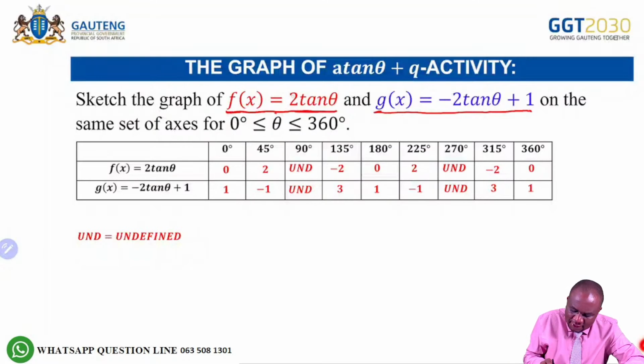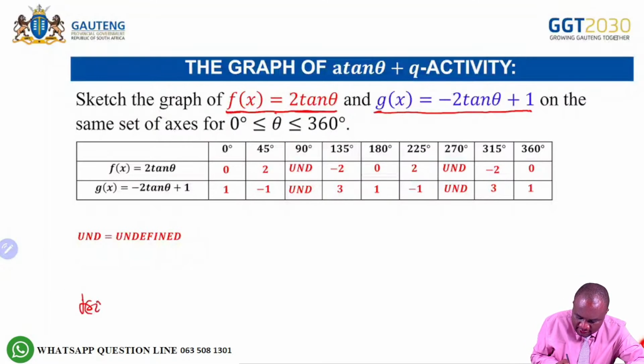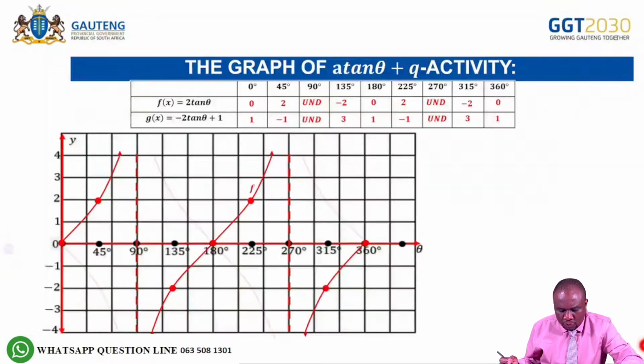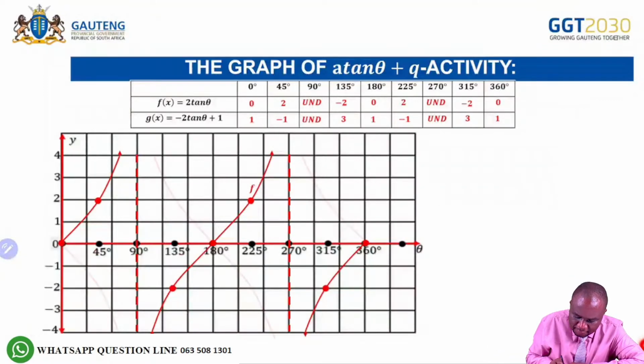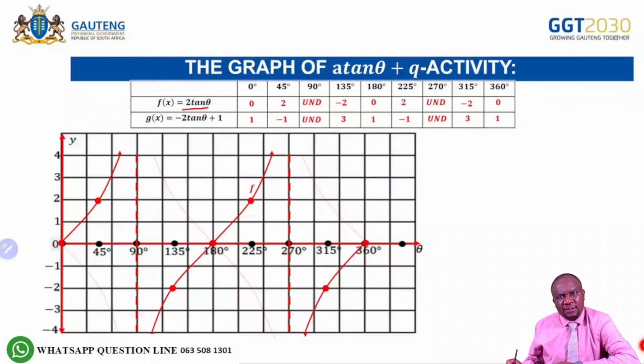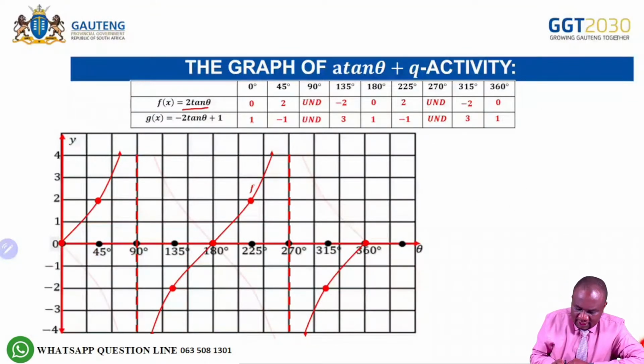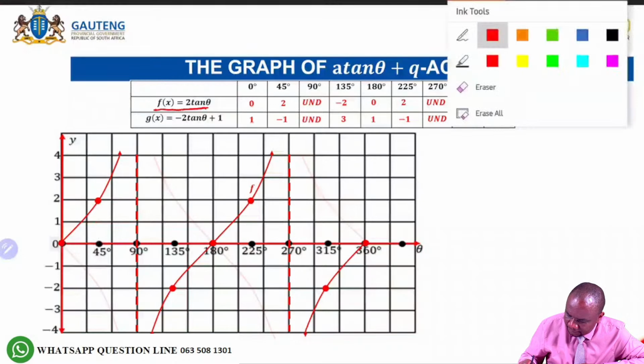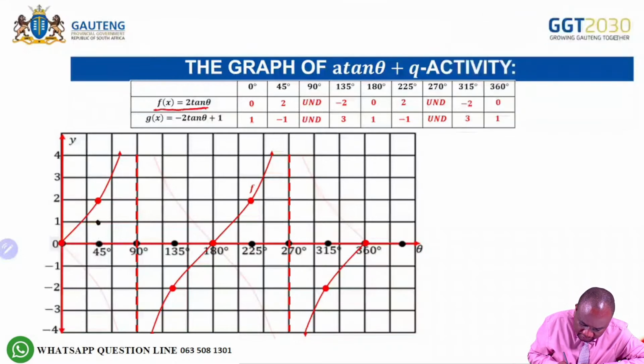We want to see the effect of a. Remember, we're saying f of x is equal to a tan theta. What is the effect of a on the tangent graph? Right, so we have these two graphs. F of x is equal to 2 tan theta. The red graph is for this equation. Do you remember our original graph, which was tan theta, not 2 tan theta? Where was the graph at 45 degrees? It was at 1. Let me try to choose another color here. Right, it was at 1.